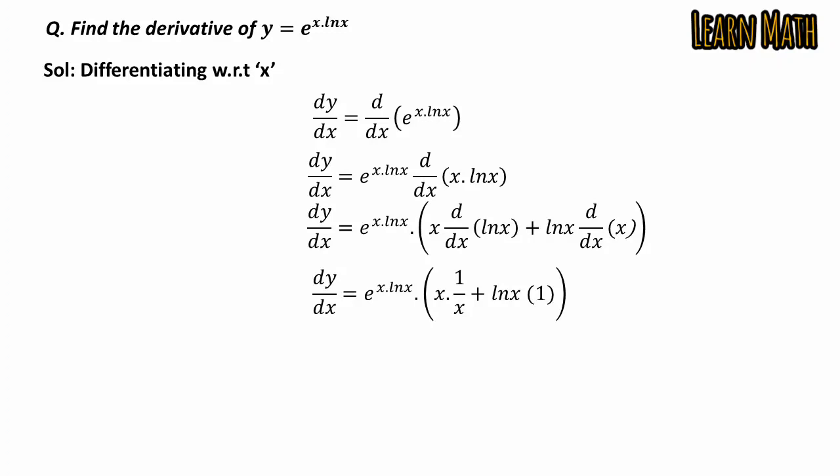Here x and x will get cancelled. So dy/dx is equal to e^x · ln x (1 + ln x)... So dy/dx is equal to (1 + ln x) e^x · ln x. The next question is, find the derivative of y = (e^(4x) − 3)^5.